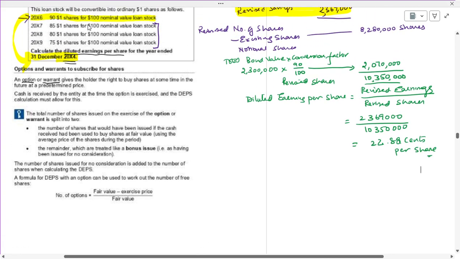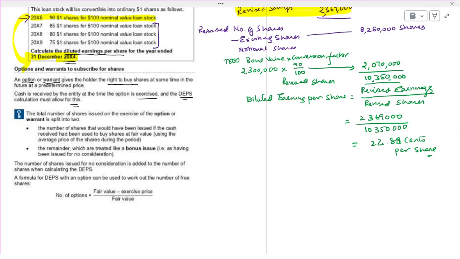Fine. Now, almost the last one which you are going to do. Options or warrants: they have the right to buy. You have the option. You can buy or you don't buy. There is no compulsion. Cash is received by the entity at the time the option is exercised. Diluted earning per share must allow for this. Some people will go for this, some people will not.